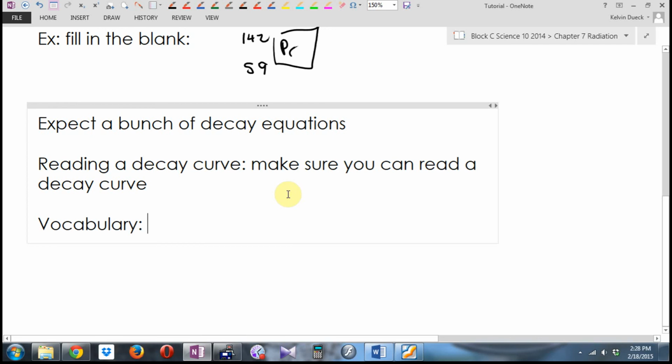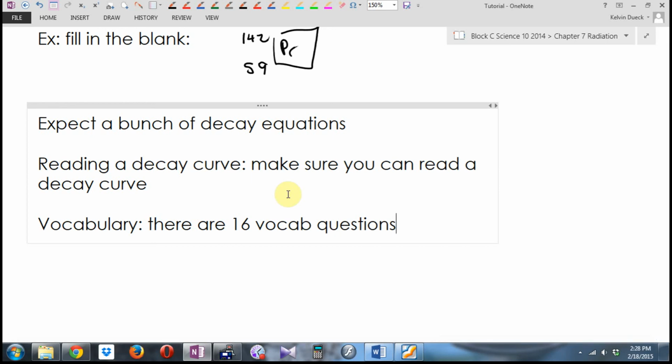Vocabulary, there are, I think it's 16 vocab questions. Plus or minus a couple. There could be an isotope. Get it? Plus or minus? Oh, okay. Over the head.